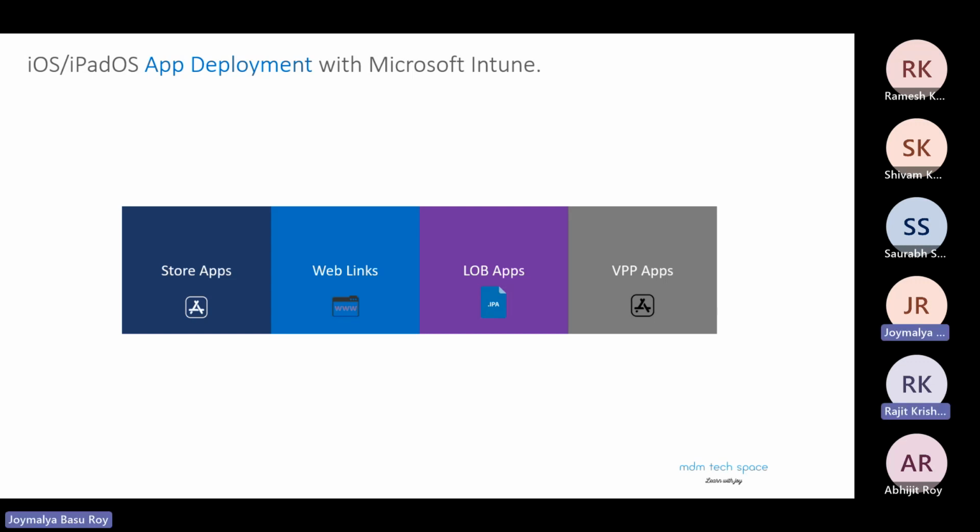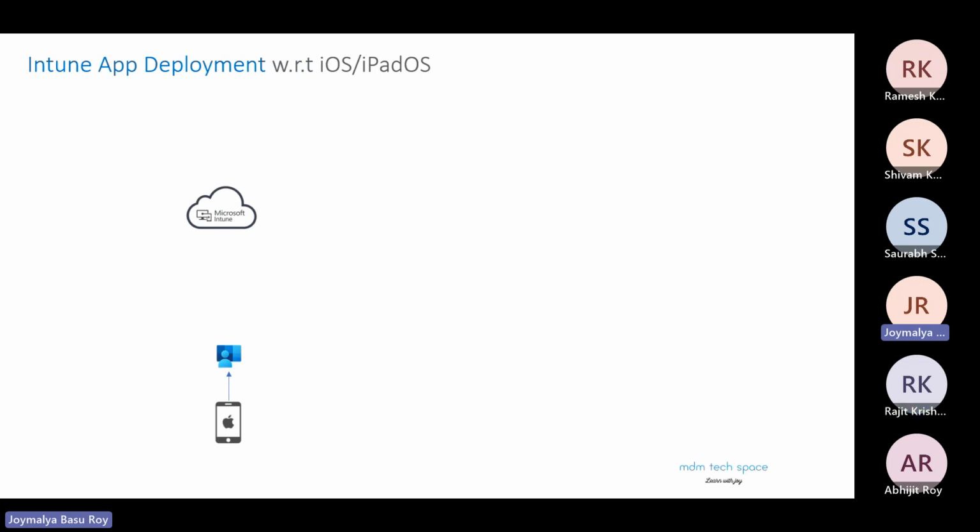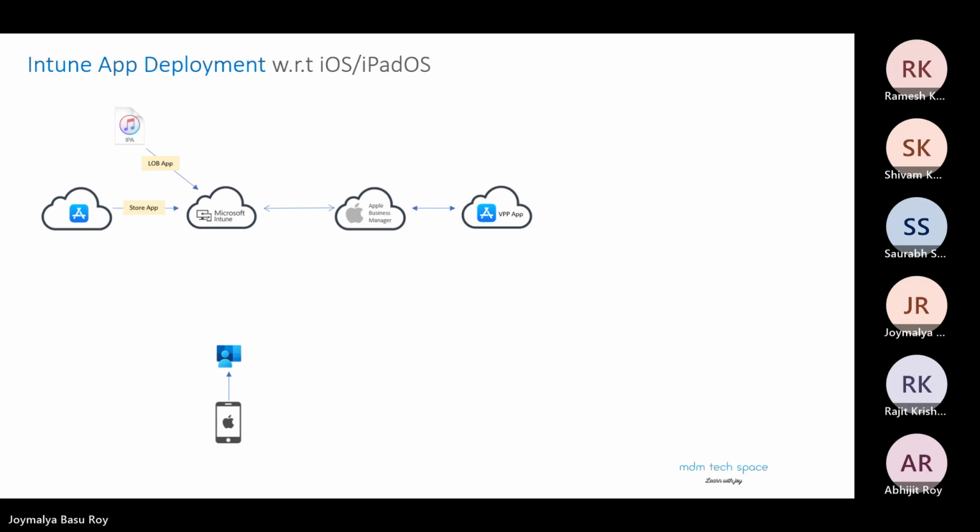Yes. So how does store application deployment work? There is a device having Company Portal and Intune. Now, if I want to deploy a store app, a LOB app, or a VPP application, VPP application comes from Apple Business Manager, right? Yes. VPP apps can be of how many types? Device and user. Yes.